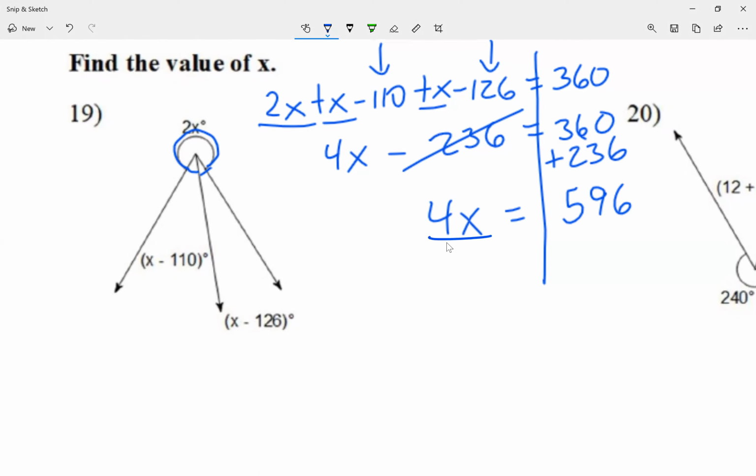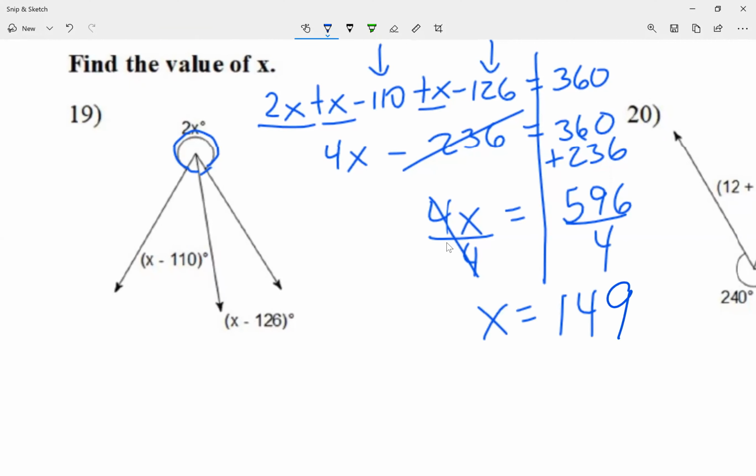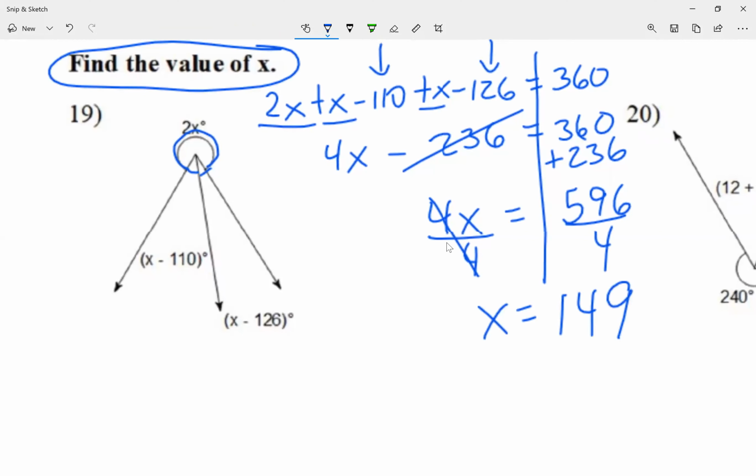Okay, let me divide both sides by 4. So I want the x by itself. 596 divided by 4. Use a calculator if you need to. That gives me 149. I go back to the instructions. The instructions said, find the value of x. Okay, so just 149.